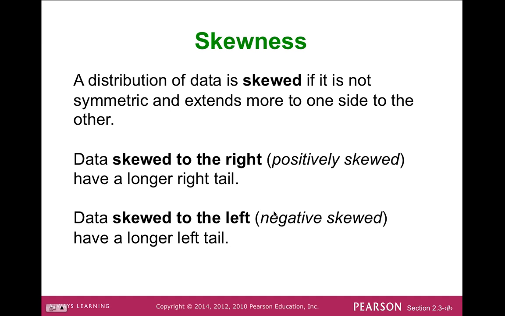So another thing to talk about with relationship to a histogram is what we call skewness. Sounds like it shouldn't be a word, but it is. And what all that's saying is that the distribution of the data, whether or not it's skewed, means that it's not symmetric and that it extends more to one side than the other. So data can be skewed to the right, and what we call that is positively skewed. So it's going to have a longer right-hand tail, and data can also be skewed to the left or be negative skewed, which means it has a longer left tail.